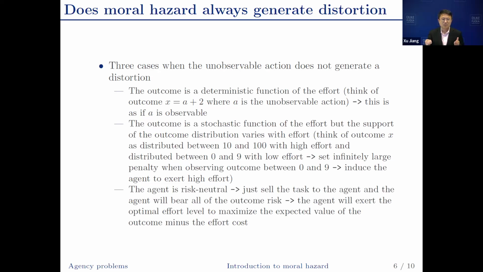The third case is when the agent is risk neutral. In this case, you can simply sell the task to the agent. In the shareholder-manager example, it's like you're selling the firm to the agent. And in this case, the agent is going to bear all of the outcome risk, because the agent is like the owner of the firm. So the agent is going to exert the optimal effort level to maximize the expected value of the outcome minus the effort cost, which is equivalent to effort being observed, and we get to the first best.